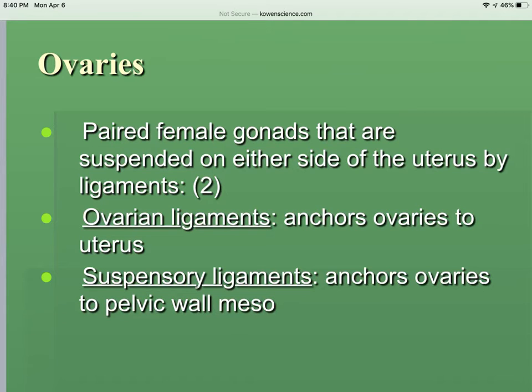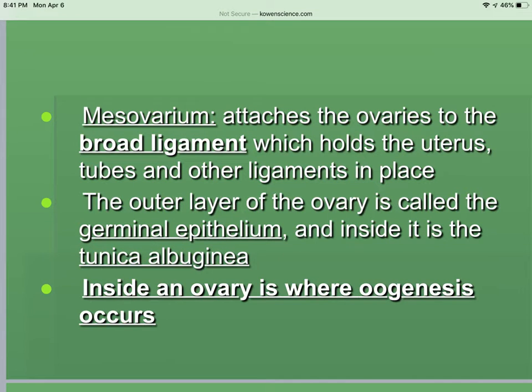Let's start off by discussing the ovaries. The ovaries are paired gonads that are on either side. They're suspended to the uterus by two ligaments. The ovarian ligament anchors the ovaries to the uterus. I mentioned that one on the previous slide. And then the suspensory ligament anchors the ovaries to the pelvic wall. The broad ligament, again, is the ligament that holds the uterus and the tubes in place.